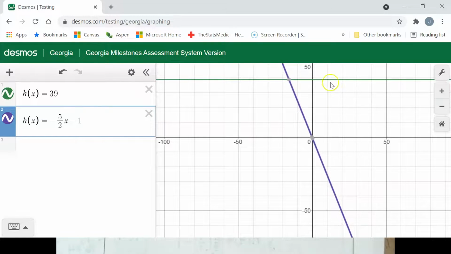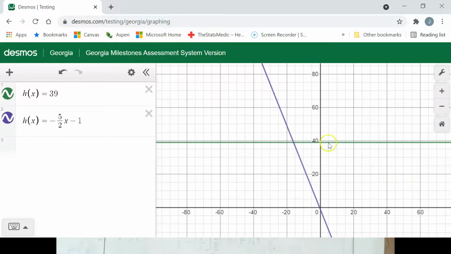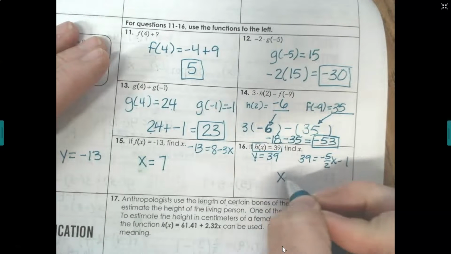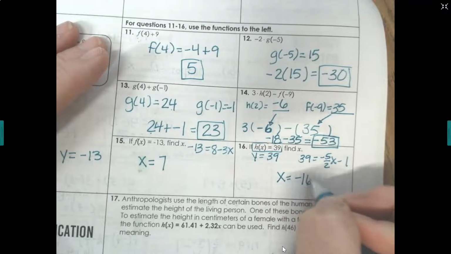I'm going to keep scrolling. Oh, there, look at that. There it is right up there. There's that line. That says y equals 39, so it's going through the y-axis at 39. I want to know where they cross. So when y is 39, what's my x value there? It's negative 16. So I'm going to say x equals negative 16.